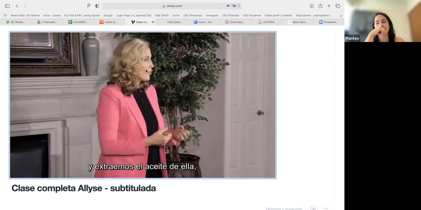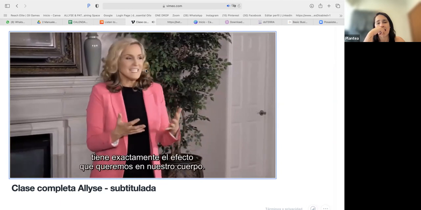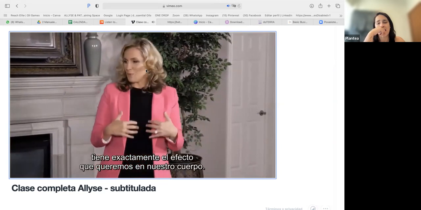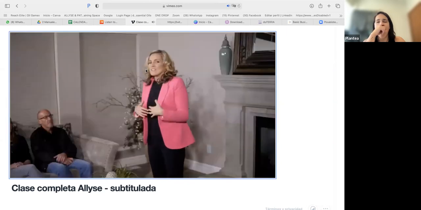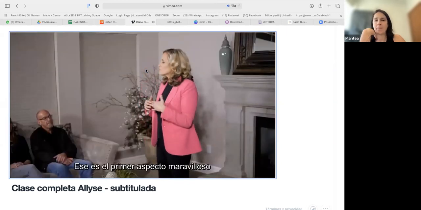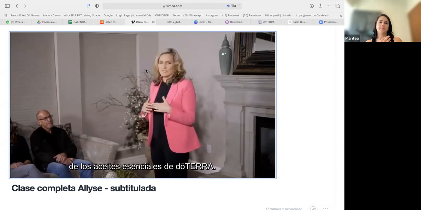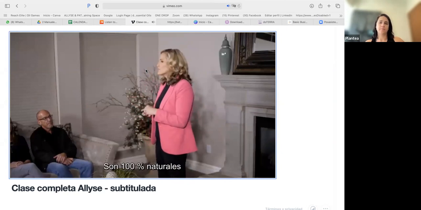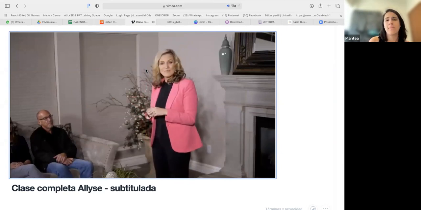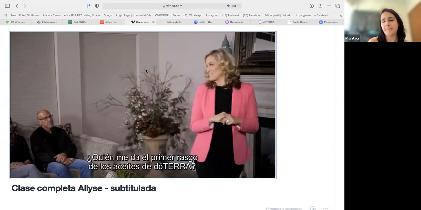And when a plant has its ideal chemistry and we extract the oil from that plant, well, it does for our bodies exactly what we want it to do. So that is the first cool thing about dōTERRA essential oils. They're 100% natural and safe.